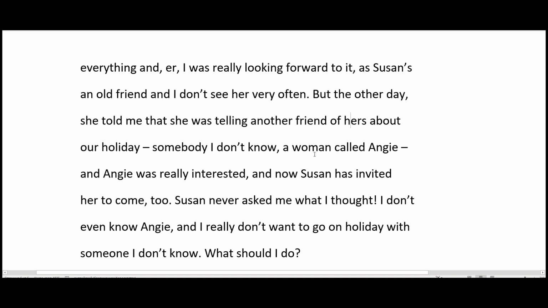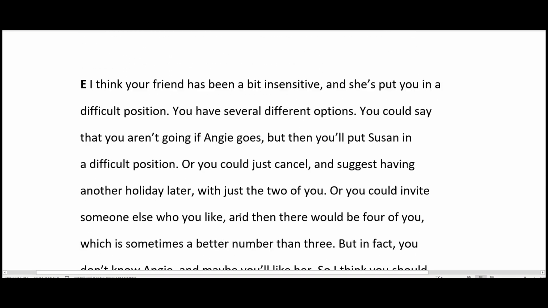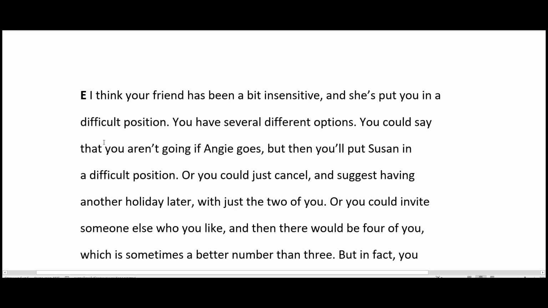Кого-то, кого я не знаю, женщина по имени Энджи. И Энджи была заинтересована в этом. И теперь Сьюзен пригласила ее поехать с нами тоже. Сьюзен никогда не спрашивала меня, что я об этом думала. Вот, я даже не знаю Энджи, и я не хочу ехать в отпуск с человеком, которого я не знаю. Что стоит мне сделать? What should I do? Соответственно, дальше у нас такой совет.